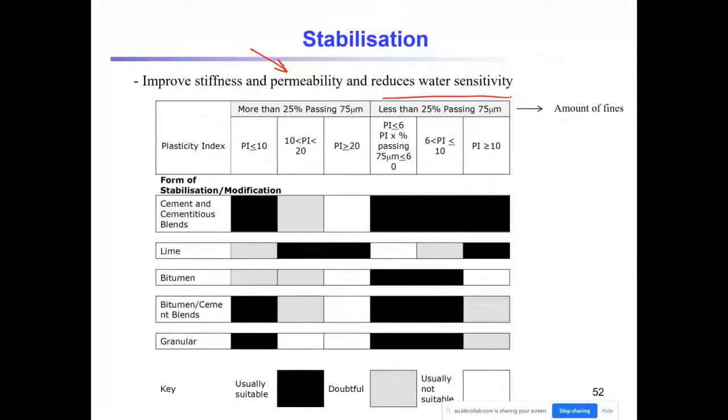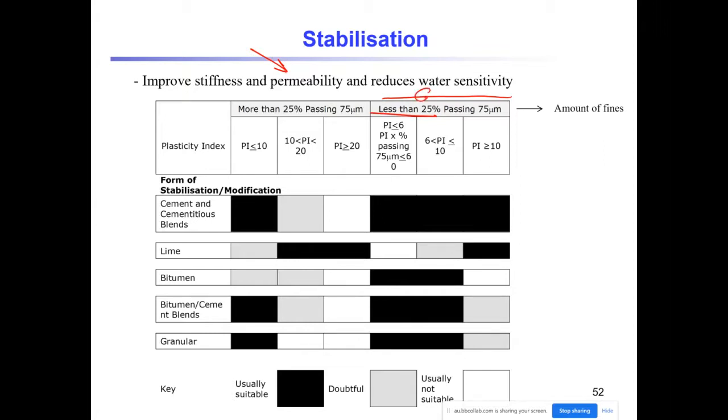So this is the chart that you can use in order to decide which type of additive you can use for that one. As you can see, that's the function of the plasticity index of the soil and also the amount of fine grains in the soil. So for example, when we are talking about the coarse material with less than 25% passing the sieve size 75 micrometer.